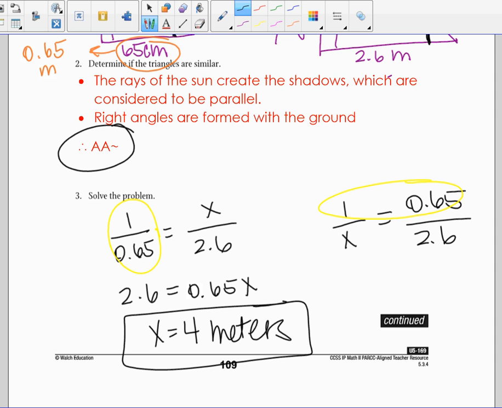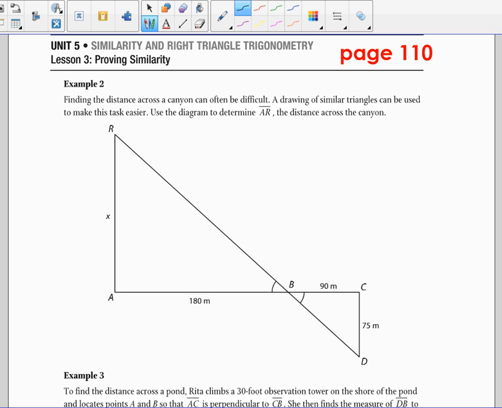Okay. On the next page, for example number 2. Example number 2 says, finding the distance across a canyon can often be difficult. A drawing of similar triangles can be used to make this task easier. Use the diagram to determine AR, which they've already marked for us as the distance across the canyon. So they're trying to figure out what that distance is.